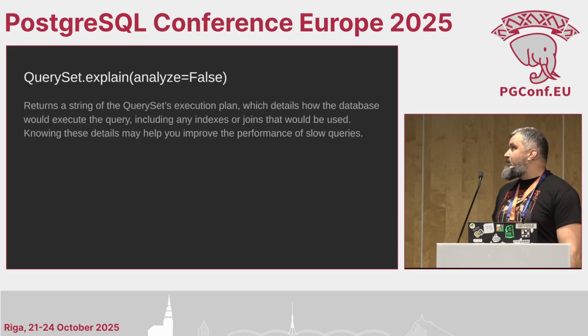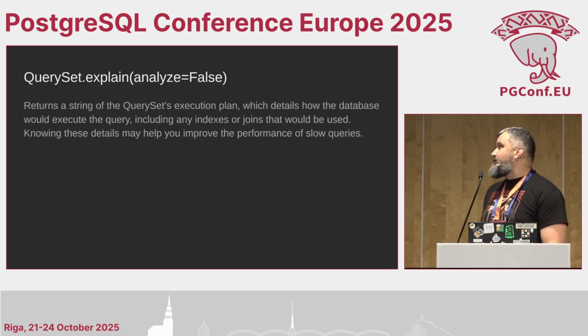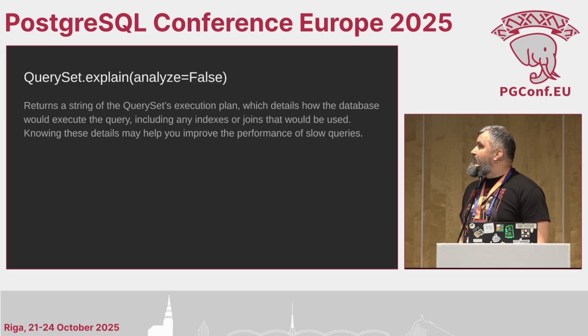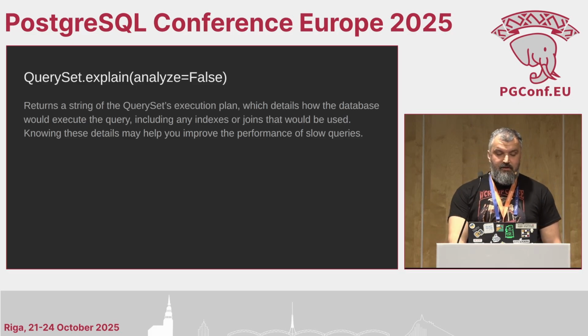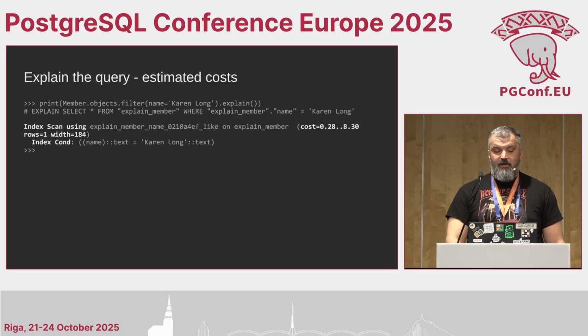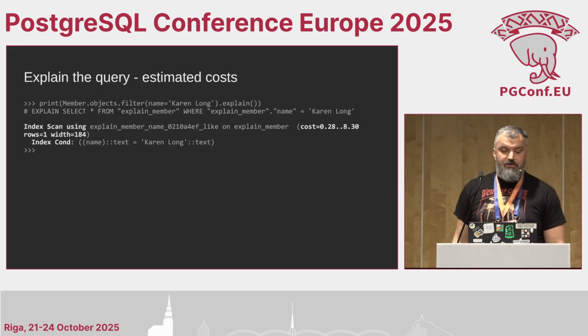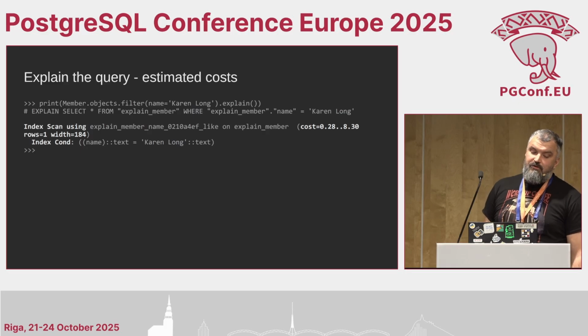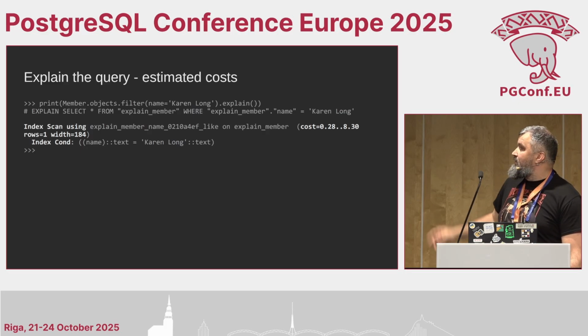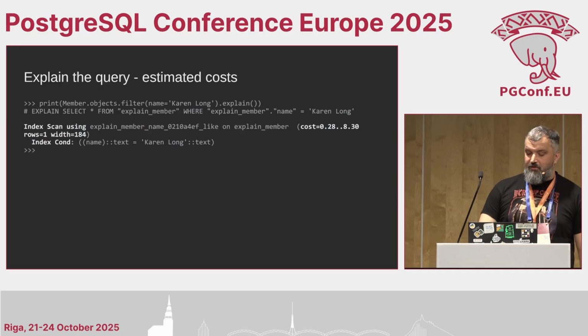And then for Django, the way you do this is query set explain. There's the wrapper function, but in reality, it just executes this query. So if I do in Django print member object filter and explain, it's the same as executing explain, select star, and then the real query with conditions. Here it is saying, since I created an index on the name, it will be using index, and the index condition will be the name equals to the input parameters.